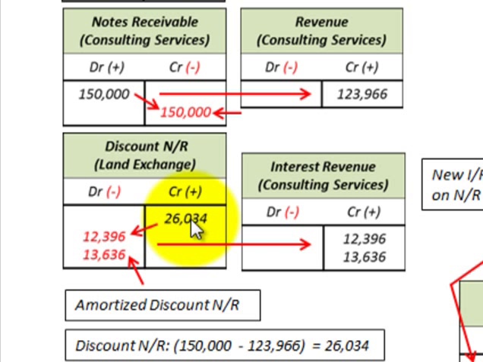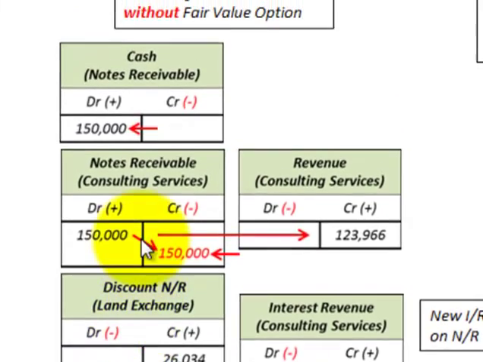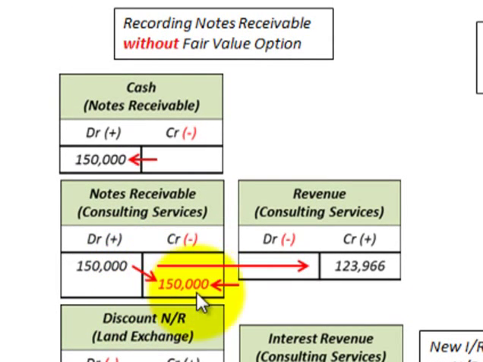And then each year we'd recognize interest revenue by the amount that we calculated off our amortization schedule. We'd credit that here by that amount, and then we'd reduce our discount here on the notes receivable by that amortization amount. And then when the note becomes mature here, we'd credit out or reduce our notes receivable by $150,000, and then we debit or increase our cash account here for $150,000.